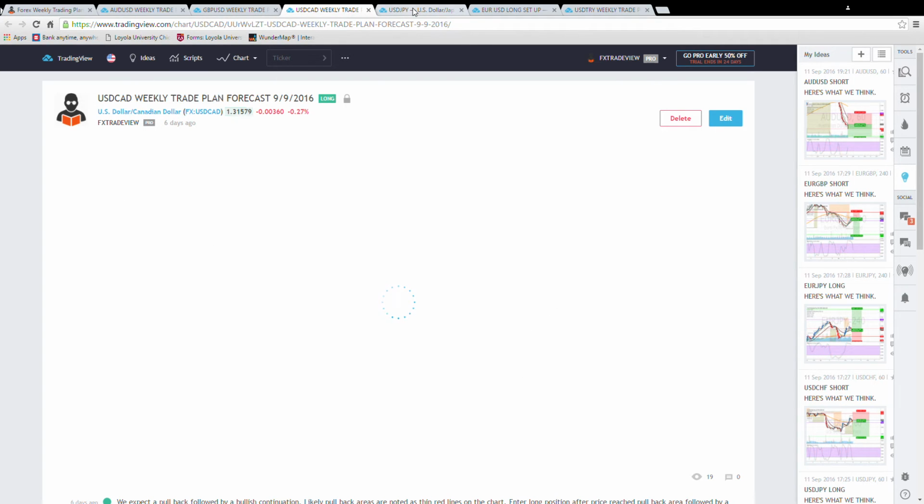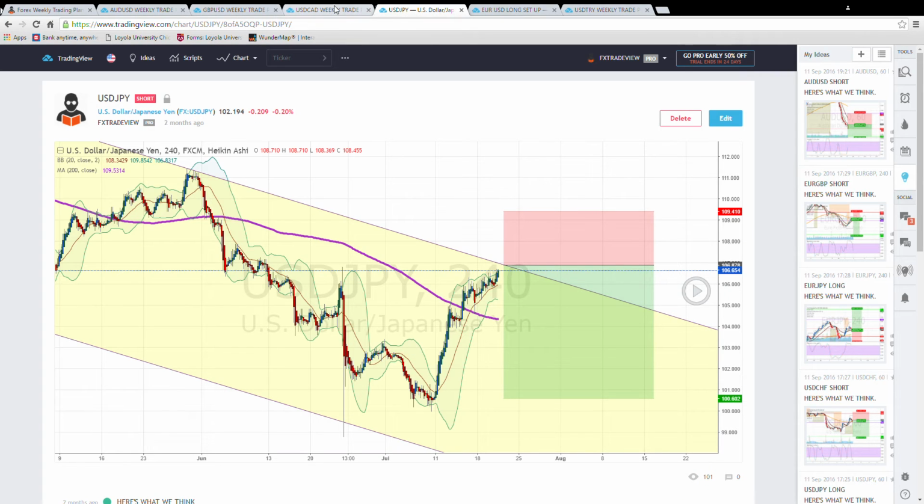The next one here was the USD CAD. If it feels like loading, let's just go over here real quick. We'll do this one first. Okay, this is the USD JPY.